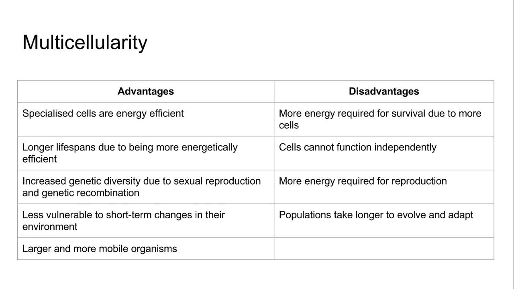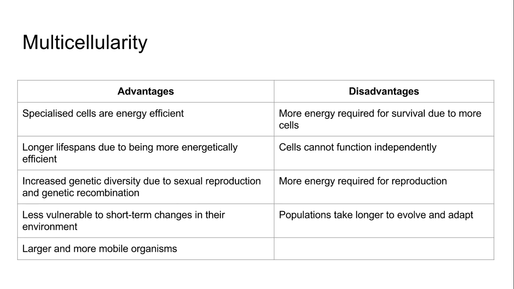There are some advantages and disadvantages of being a multicellular organism. So, an advantage, their specialized cells are energy efficient, but a disadvantage of that is that more energy is required for survival due to having more cells that all need energy. They have longer lifespans due to being more energetically efficient. However, the cells cannot function independently, and there are more energies required for reproduction.